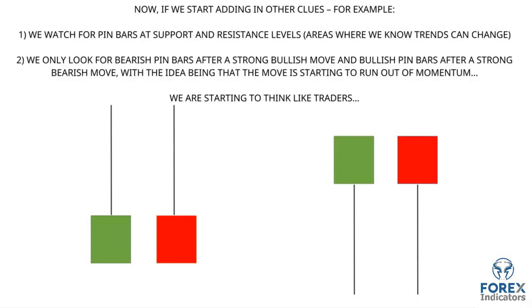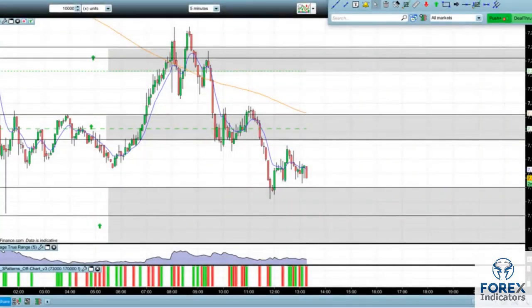Now, if we start adding in other clues, for example, we watch for pin bars at support and resistance levels, areas where we know trends can change. We only look for bearish pin bars after a strong bullish move and bullish pin bars after a strong bearish move, with the idea being that the move is starting to run out of momentum. We are starting to think like traders. This is a chart of the FTSE 100 on the 5-minute time frame.